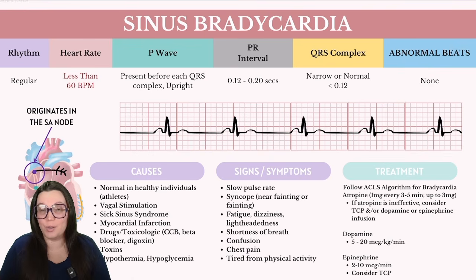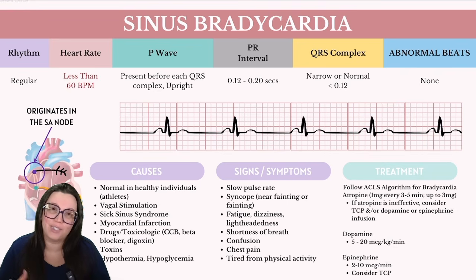Not every person who experiences this rhythm is going to be symptomatic. However, if they are symptomatic, they might experience things like a slow pulse rate, episodes of syncope or near syncope, fatigue, dizziness, lightheadedness, shortness of breath, confusion, or even chest pain. These symptoms, particularly when they are severe, can diminish quality of life and hinder physical activity.